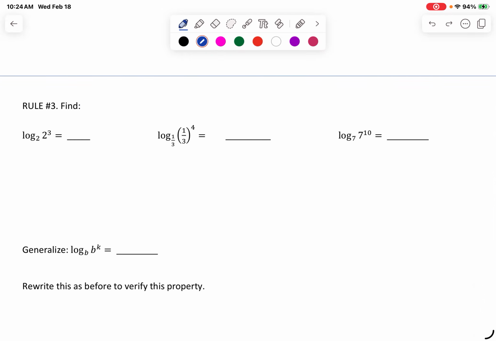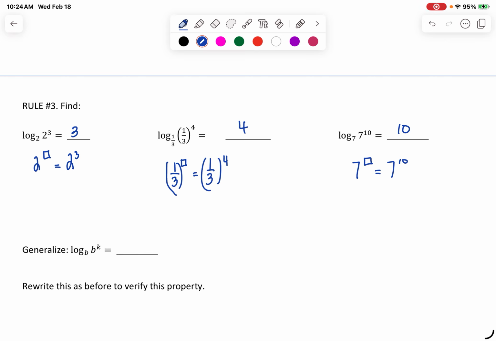All right, next one. If I want to rewrite this in exponential form, because I don't know what it is, my base is 2. To what power gives me this? So 2 to the 3rd power. If I rewrite this one, my base 1/3 to what power gives me this? 1/3 to the 4th power. Put that one in parentheses too. This one, 7 to what power gives me this, which is 7 to the 10th power. So if we fill these in, this obviously has to be a 3, this has to be a 4, this has to be a 10.